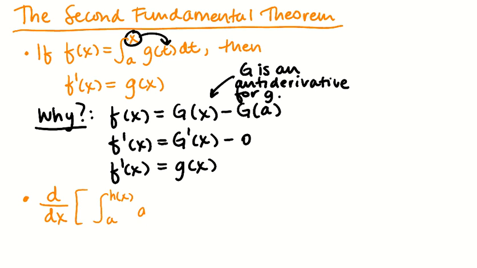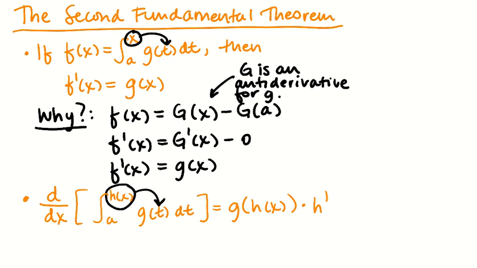G of t dt. Well, what we're going to do is, just like before, we're going to take this and plug it in wherever we see t, so wherever I'm seeing t, I'm plugging in h of x. But then I do need to multiply by the derivative of h of x for the chain rule.